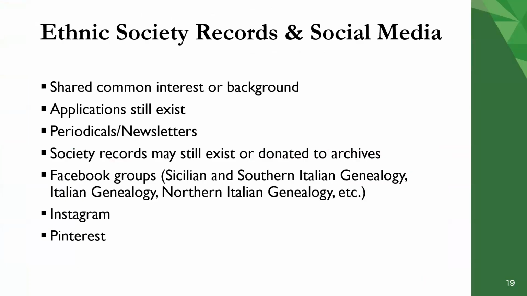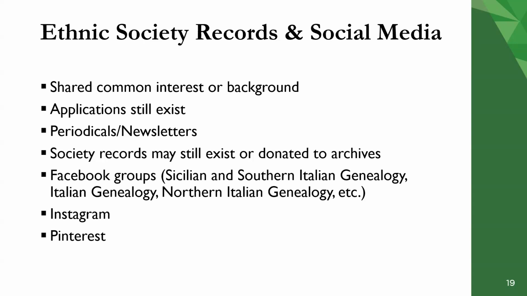I mentioned the ethnic societies. In the early 1900s, a lot of the ethnic groups belonged to societies for camaraderie, because they had left their old country and were in a new country and didn't know a whole lot of people. So they would try to find people of their type from the same area and have social gatherings. You might find the applications for those particular ethnic societies. Also, don't forget about periodicals and newsletters. A lot of information might be found in those that you might not find online or anywhere else.